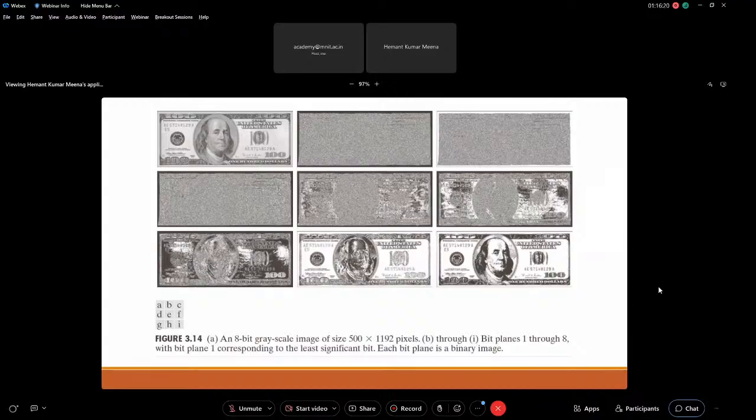Again, you can see the currency. It is a dollar currency. What you can see here is that each bit plane is basically a binary image, and when you have applied the operation, the number is far more clearly visible in the last one. Each bit plane is a binary image.